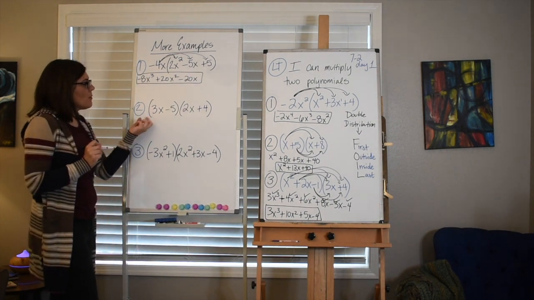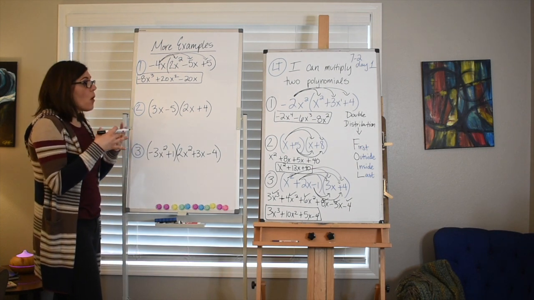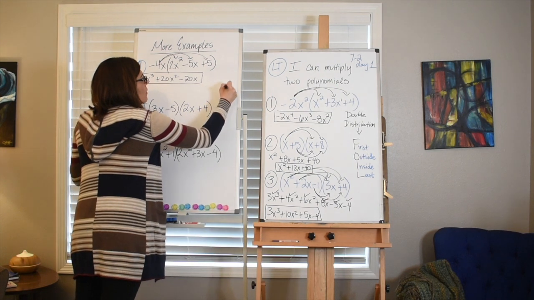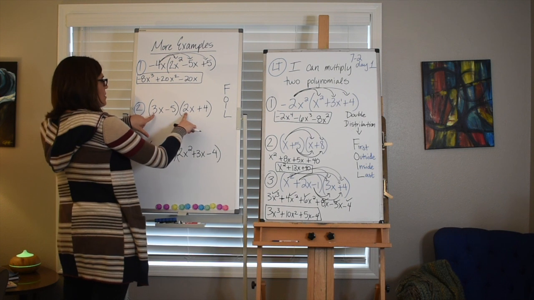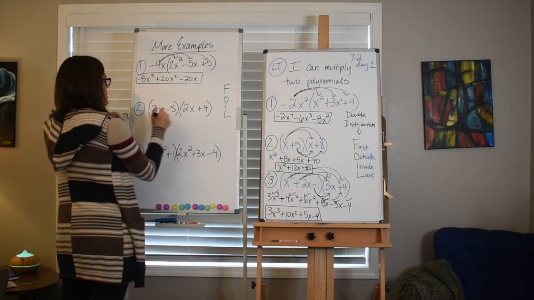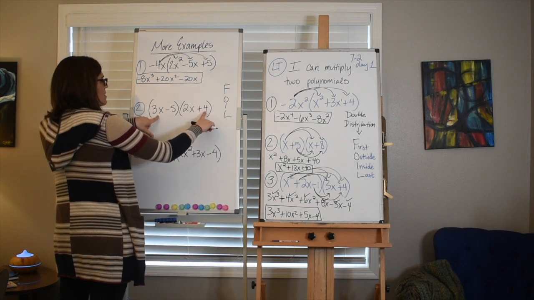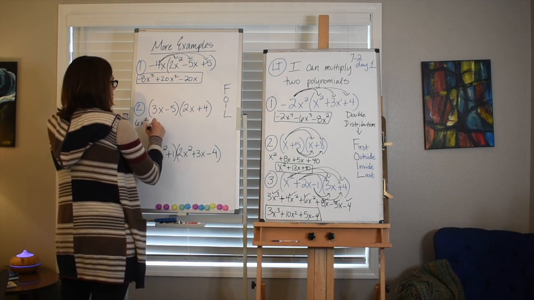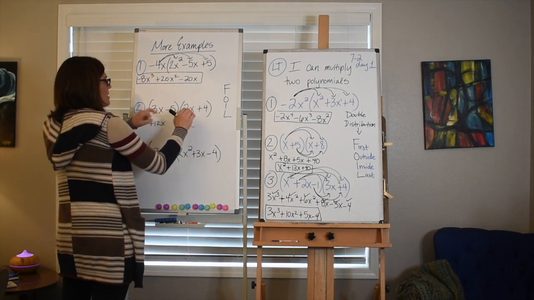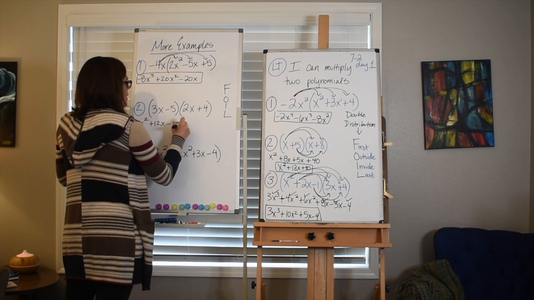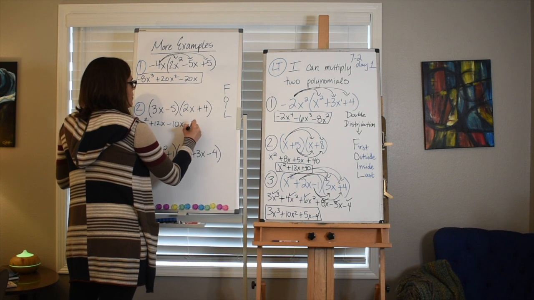Okay, so remember, this one I can either use the double distribution arrows, or I can look at using FOIL. So let's try it with FOIL. First, 3x times 2x would be 6x squared. Outside, 3x times 4 is 12x. Inside, -5 times 2x is -10x. And last, -5 times 4 is -20.